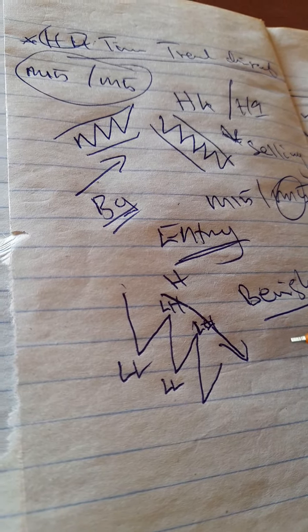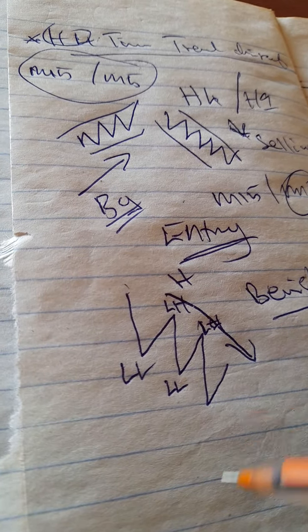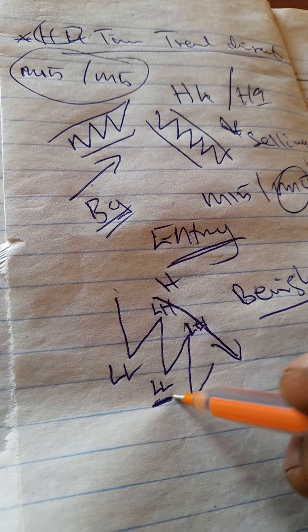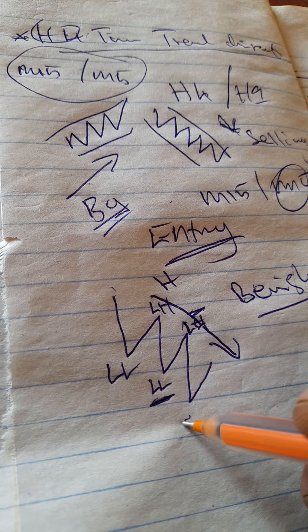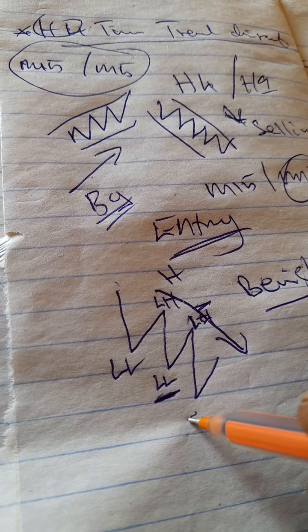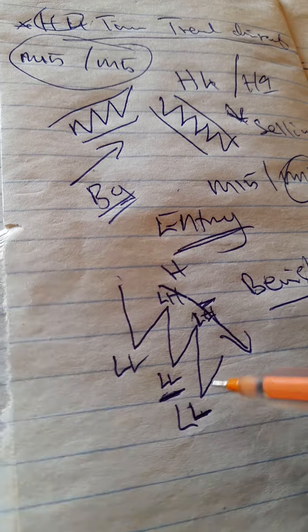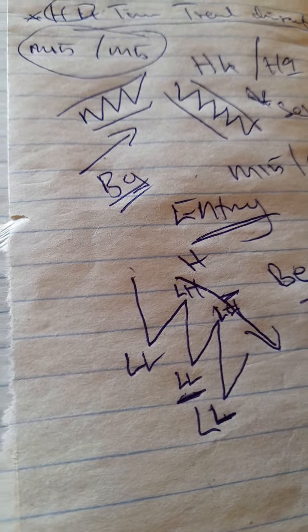I go to M15. And in M15, this is our previous lower low, this is our previous lower high. So I wait for the market to make the recent lower low. This is our recent lower low in H4. So I will just dive into M15.